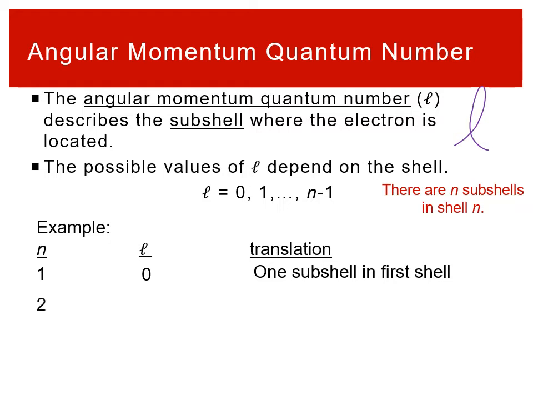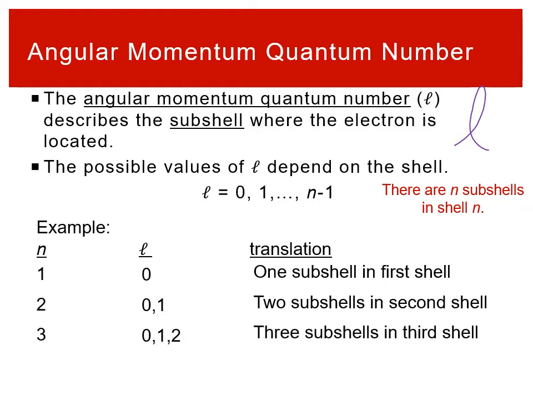N equals 2. Now 2 minus 1 is 1. So L can be either 0 or 1. That means there are two possible values for L. That means there are two subshells in the second shell. N equals 3. Now L can go up to 0, 1, or 2. 2 is 3 minus 1. So that means there are 3 subshells in the third shell. So in that third shell, there are 3 total possible subshells.